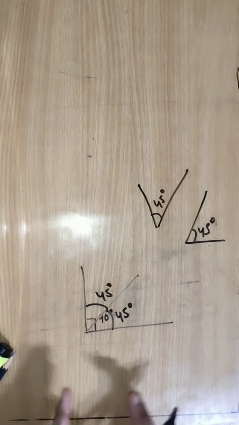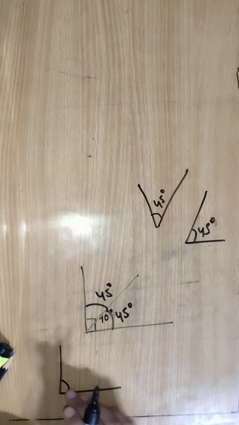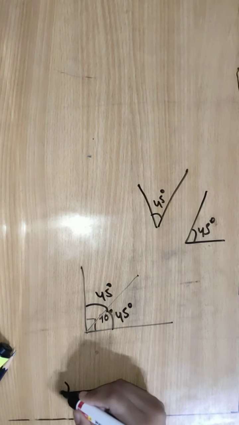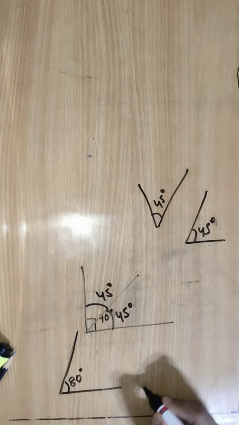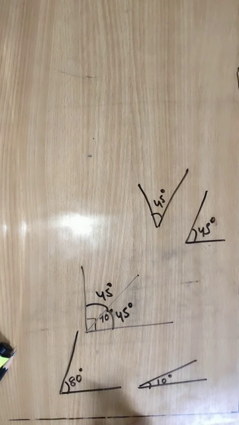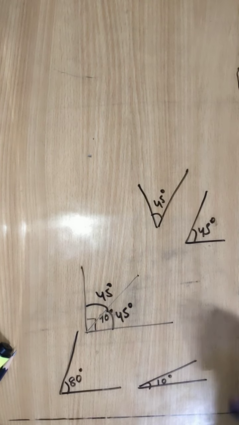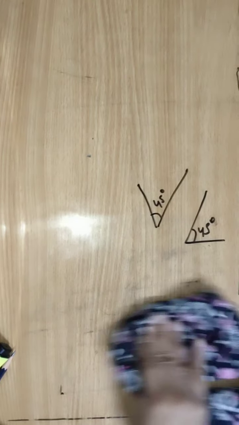More which we can take are a 10-degree angle and an 80-degree angle. They are also complementary to each other. So 10 degrees and 80 degrees are also complementary to each other. Complementary means the sum is 90 degrees. Only two angles whose sum of measures is 90 degrees are known as complementary angles.